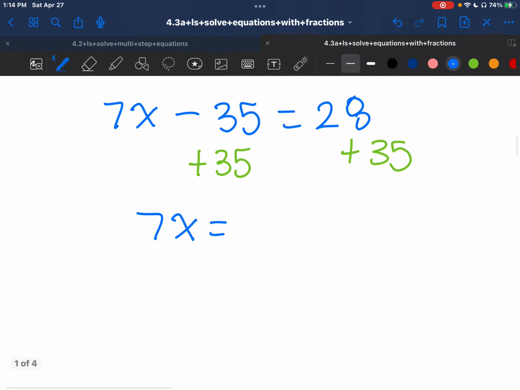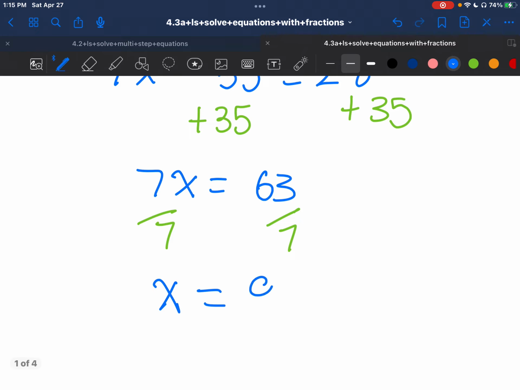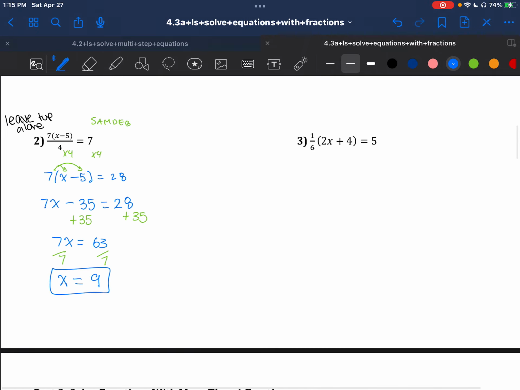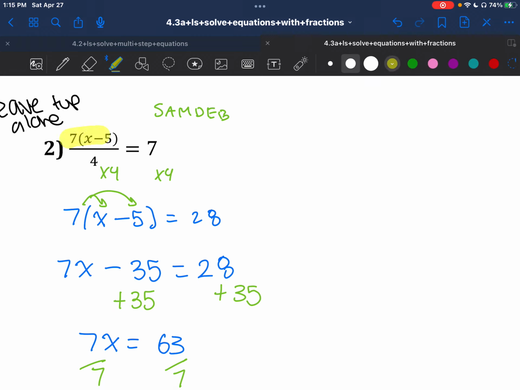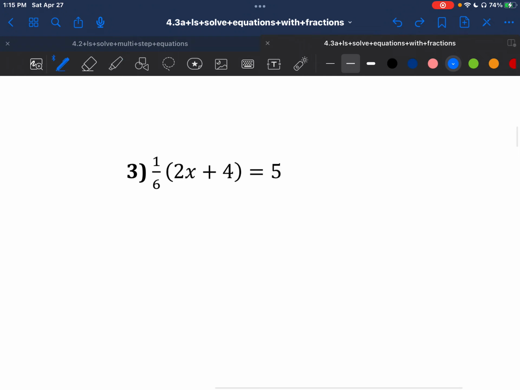7x equals 28 plus 35, which is 63. This is multiplication, so we're going to divide by 7, the opposite operation, and now we're going to have x equals 63 divided by 7, which is 9. There you go, that's pretty good. So what we did there is we said we can't touch this until this baddie's gone. Like, he's like a bad guy, we cannot have him there. So we dealt with him. We took him out by multiplying by 4, and then we just dealt with it after, like a normal equation.